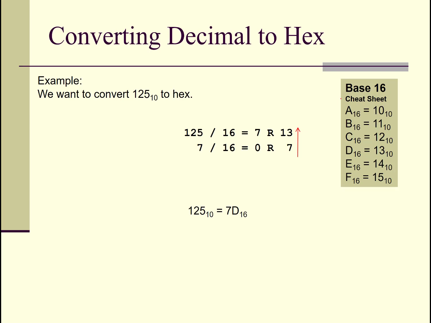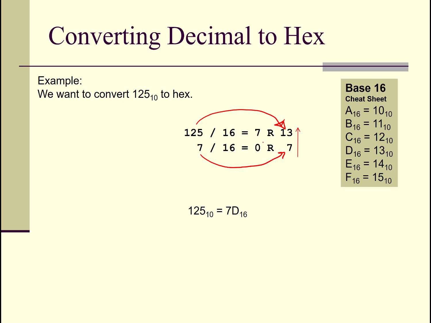The same way we did decimal to binary, we can do it decimal to hex. Which is 125 divided by 16. In this case, we will have remainder 13, and then the division equals 7. And then 7 divided by 16, we will have the remainder 7, and finally 0.